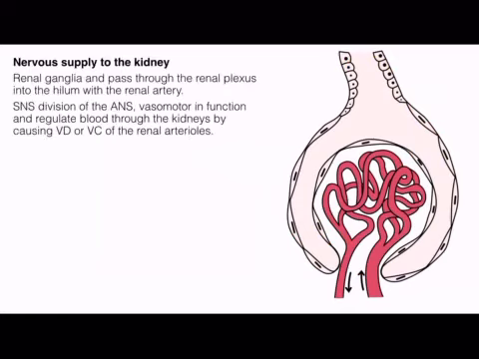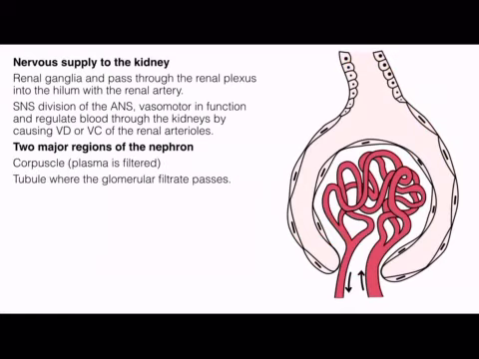Nervous supply to the kidney, so you've got your renal ganglia through a renal plexus, right, into the hilum with the renal artery. So it's a periarterial plexus that runs through sympathetic autonomic nervous system, nice regulation of vasoconstriction and vasodilation for the afferent and efferent to control filtration rate at the glomerulus. Two major regions of the nephron are the corpuscle, where plasma is filtered, and then the tubule, where that filtered plasma, which is now termed filtrate, passes through.